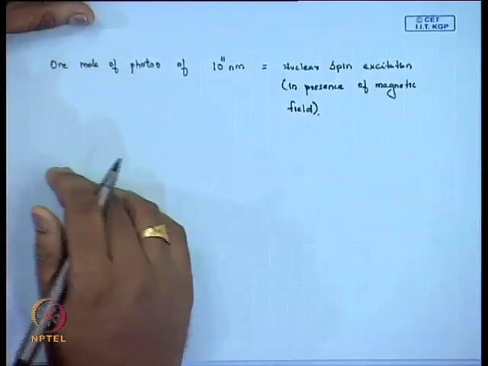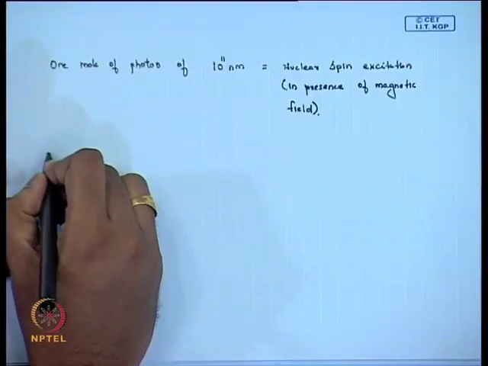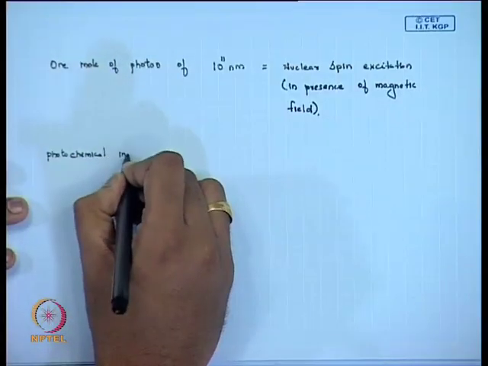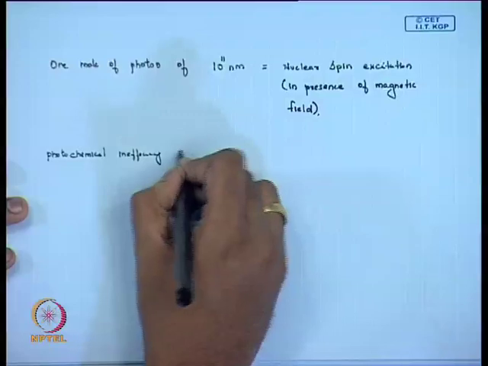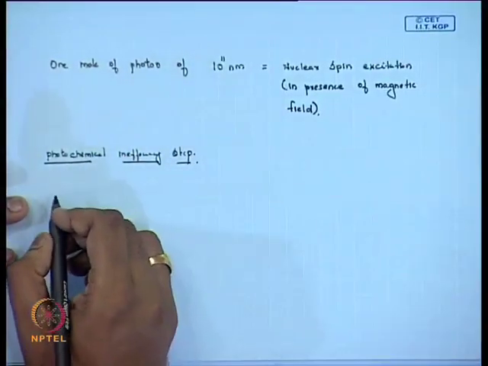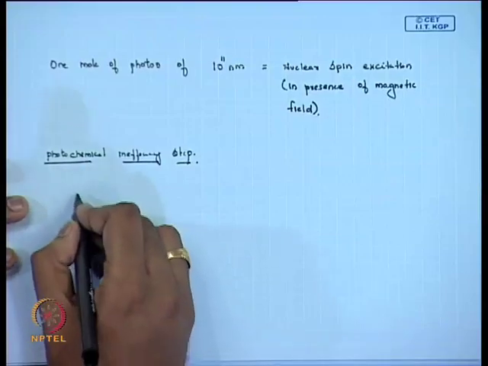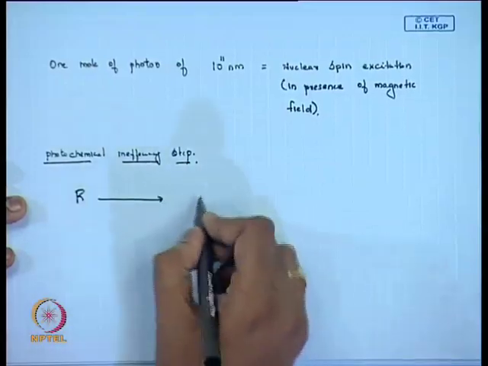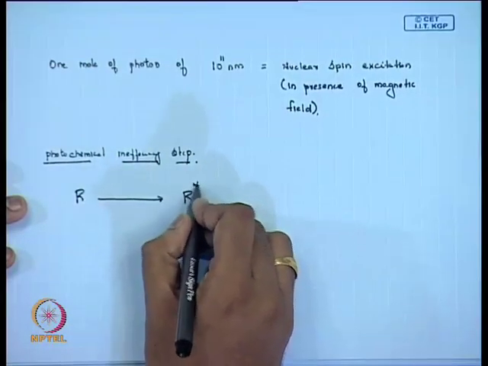Once you know this R to R star transition, one more thing you have to understand in this step is what we call photochemical inefficiency steps. So, we can call them photochemical inefficiency steps. So, what I said initially, you have an R and this R, as we said, gets excited to your R star.